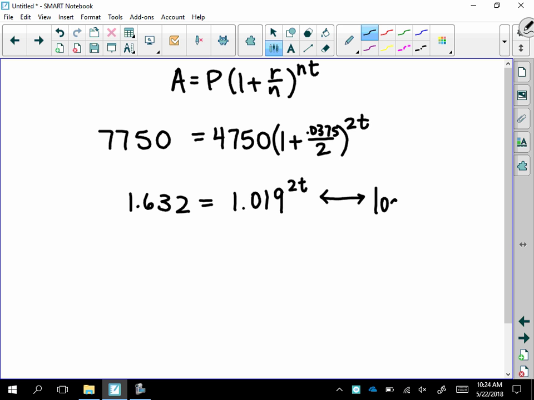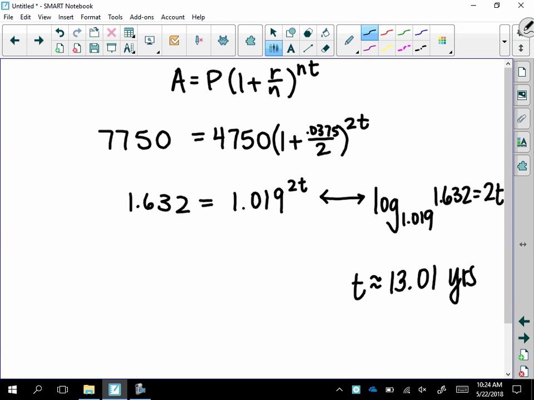So it's going to be log, and what's the base of this logarithm? Okay. What's the argument of this logarithm? And that's equal to 2t. So then we can put all this in our calculator, either using the change of base or whatever operation you use. And then we'll divide by 2, and what ends up being the time period? Okay, so 13.01, is it 010? Okay. So 13.010 years.